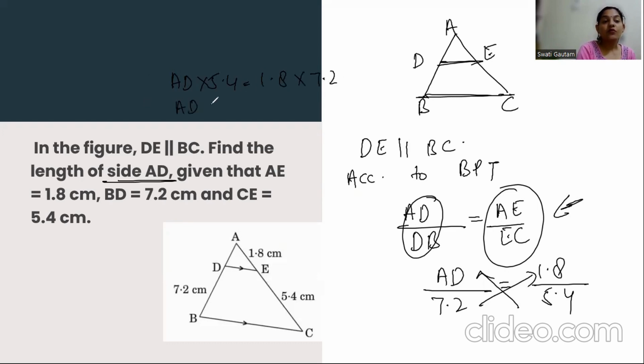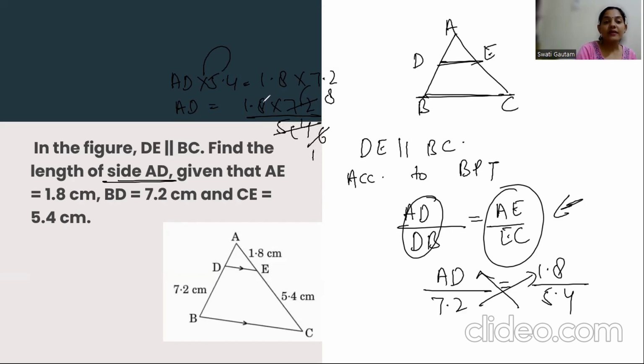Now, because we have to find AD, we leave AD on the left hand side and take 5.4 to the right hand side, because 5.4 is in multiplication here. When it changes its side, multiply will become divide. Now point will cancel out with point because they both have points after one place. Now 9 times 6 is 54 and 9 times 8 is 72.